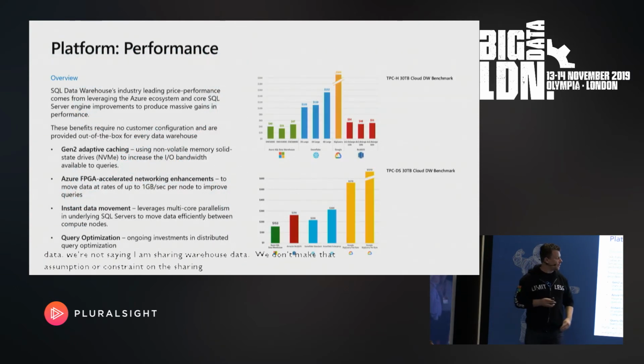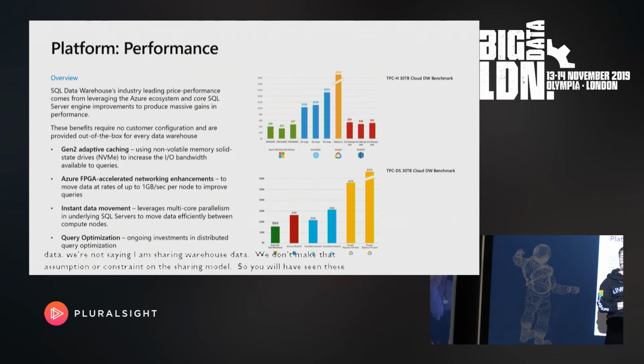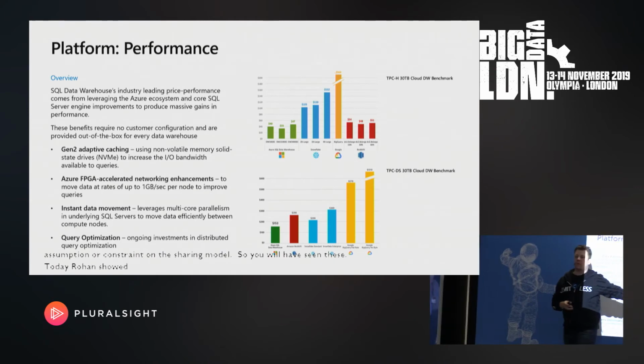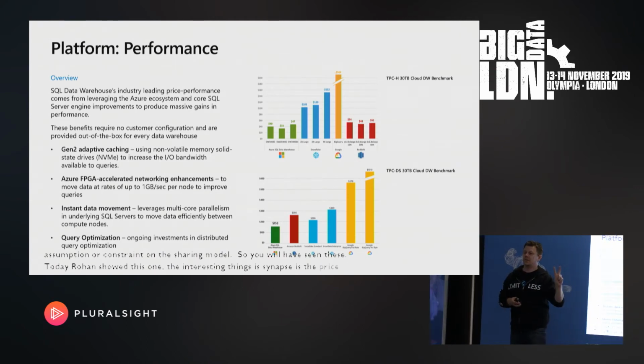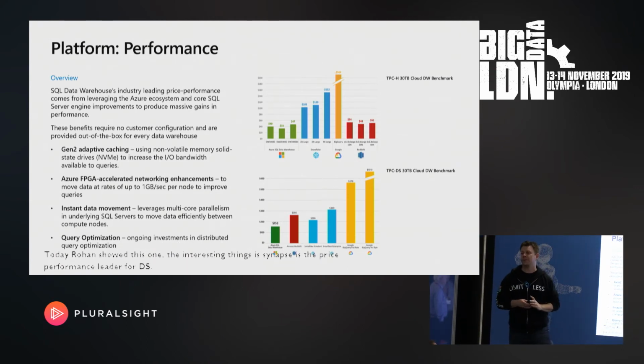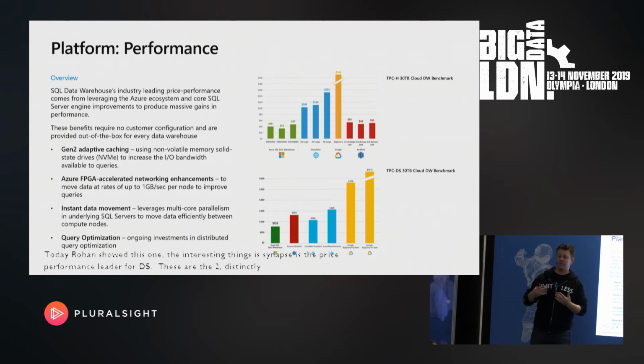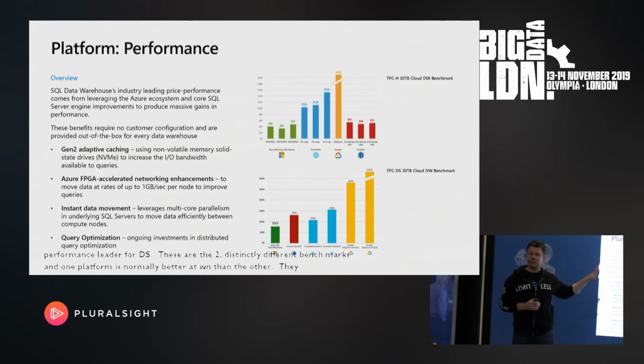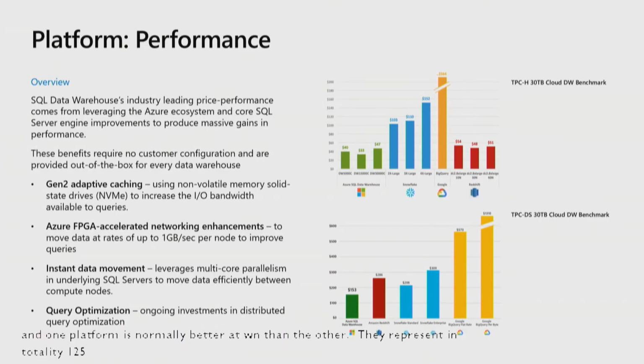So you will have seen these charts. Today, Rohan showed this one, TPCH. The interesting thing is that Synapse also is the price performance leader for DS as well. These are two very distinctly different benchmarks, and actually normally one platform is better at one than the other. They represent in totality 125 queries, 22 and 103 at the bottom.